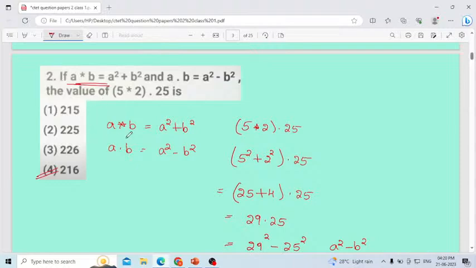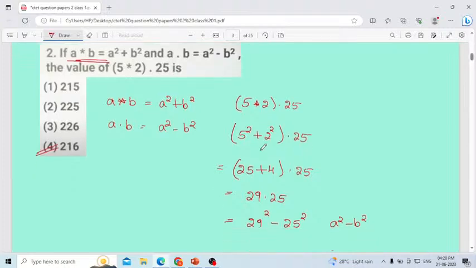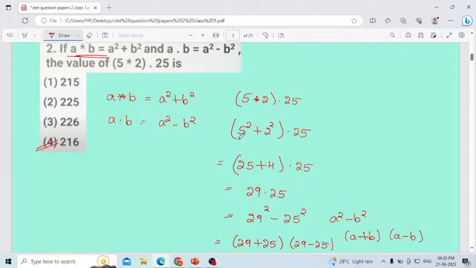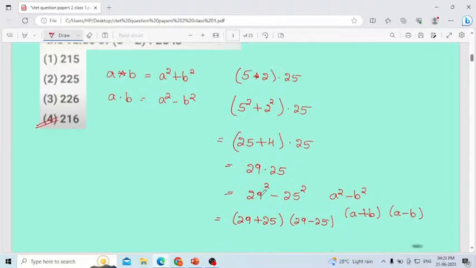A star b is given as the value a square plus b square. A dot b means a square minus b square. Here they are given 5 star 2 dot 25. 5 star 2 means a square plus b square. A is 5 here, b is 2. 5 square plus 2 square dot 25. 5 square means 25, 2 square means 4. Add, you will get 29 dot 25.